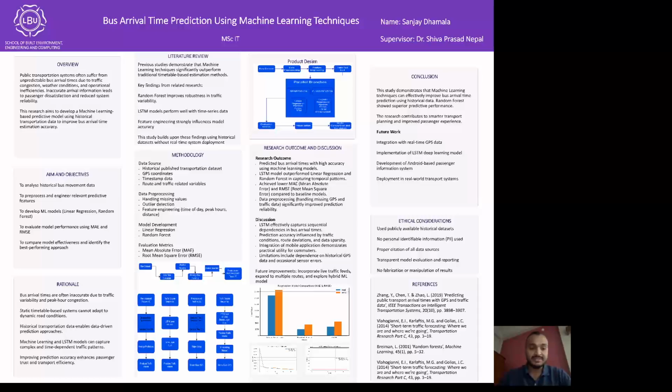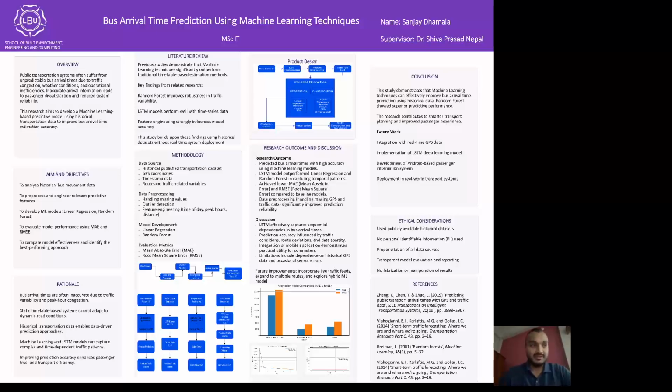Whereas an LSTM network is a type of recurrent neural network. It is specifically designed to learn long-term dependencies in sequential data. So, unlike traditional models, LSTM has memory cells that retain past information. This makes it highly suitable for transportation data, where previous traffic conditions influence future arrival time.